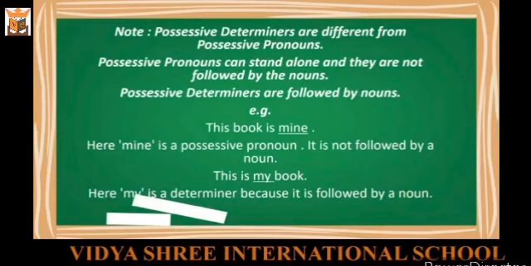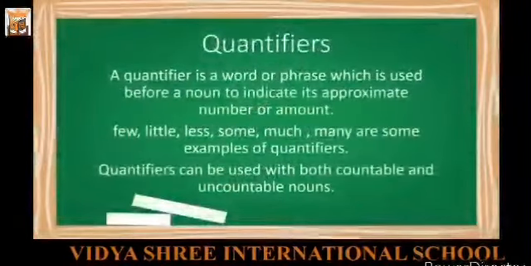How? Yes, because it stands alone. It is not followed by a noun. But if I say, this is my book, here my is a possessive determiner. Why? Because it is followed by a noun and it is modifying the noun book. I think possessives are clear to you now.